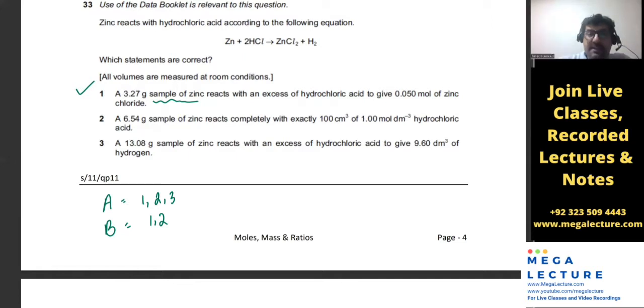So, we had done the first one. So I'm going to do the second one. 6.54 grams of zinc. How many moles is this? 6.54 grams. That's 6.54 divided by 65.4. Moles is mass divided by MR. So what do we get for this?